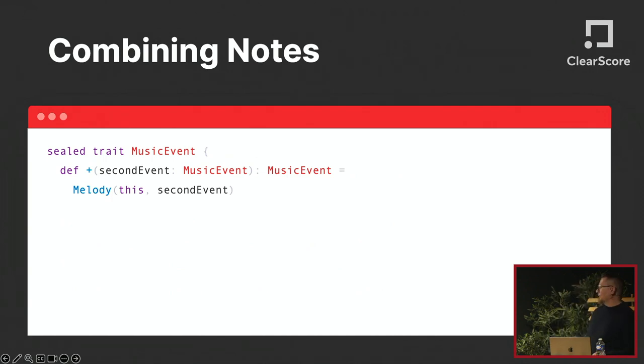Yeah, and then combining notes, so I use a plus for that. That symbol's been quite useful for that kind of thing. And you can thank Scala for the ability to actually name a method with a plus sign. So essentially, we have an algebraic operation. We're just calling that melody constructed there.